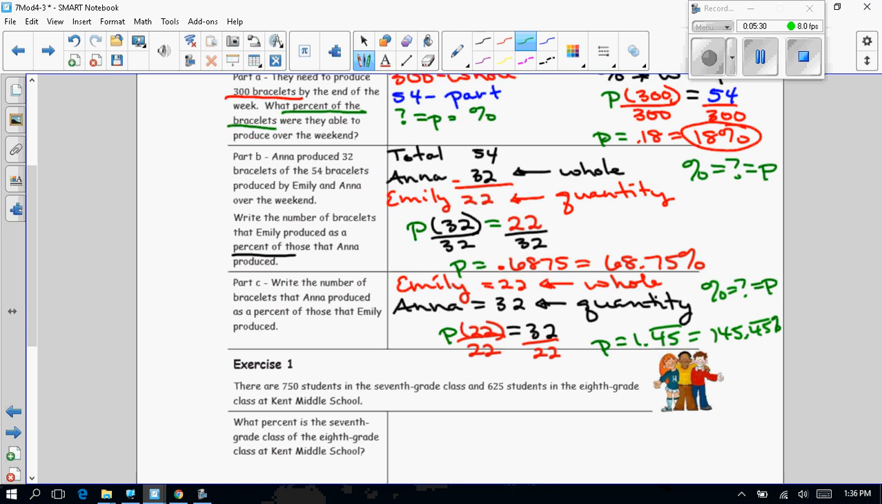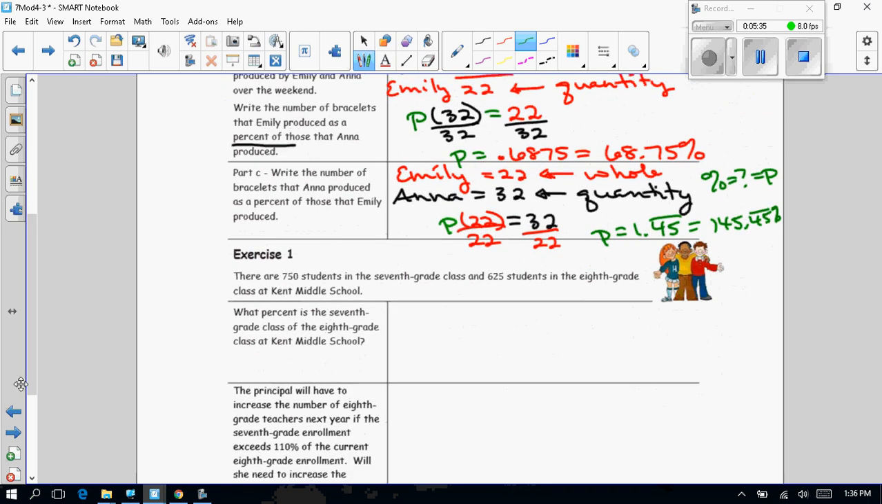All right. I would like you to hit pause, but give me a second here. Let's kind of set this one up. There are 750 students in the 7th grade class and 625 students in the 8th grade class at Kent Middle School. What percent, notice we don't know, what percent is the 7th grade class of the 8th grade class? So in other words, the 8th grade class in this particular problem is the whole. And the 750 then would have to be the quantity.